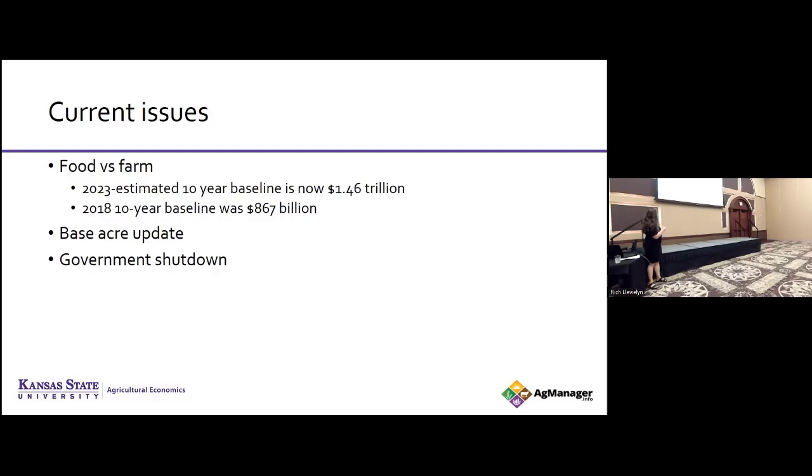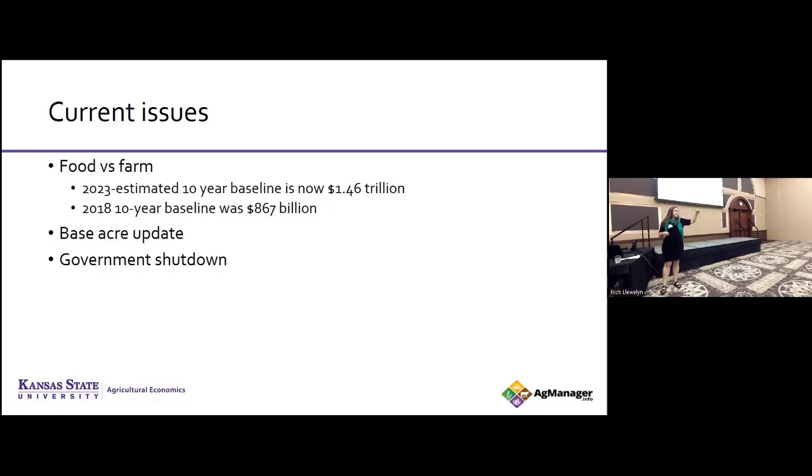And a lot of that has to do with the increases in the baseline. So if you look at the 10-year baseline, that's if you had the Farm Bill and it went for 10 years, the budget in 2018 was 867 billion. Now we're well over $1 trillion. So there was over $500 billion in baseline added to the Farm Bill in those 2 years. And nutrition increased more. We'll talk about that.